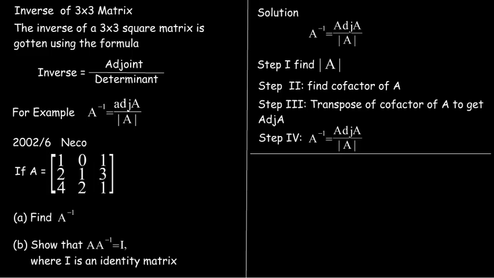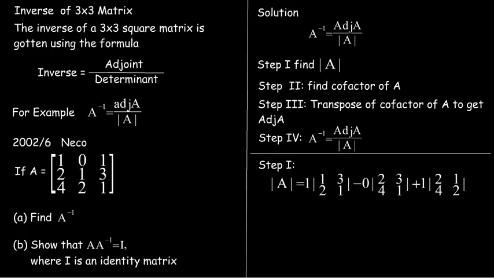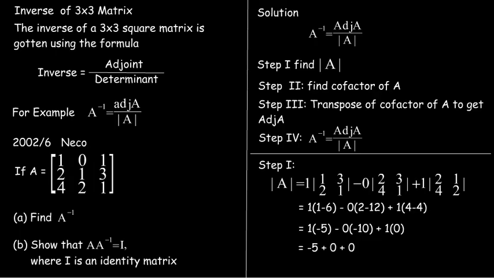Now for step 1, which is finding the determinant of A, using our determinant formula, it will be equal to 1 times the smaller matrix 1 3 2 1, minus 0 times the smaller matrix 2 3 4 1, plus 1 times the smaller matrix 2 1 4 2. Finding the determinants of the smaller matrices, this is equal to 1(1 minus 6) minus 0(2 minus 12) plus 1(4 minus 4), which simplifies to 1(minus 5) minus 0(minus 10) plus 1(0), which equals minus 5 plus 0, which is equal to minus 5.